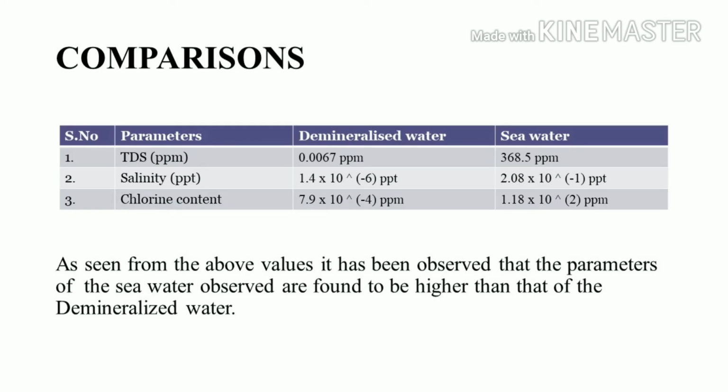Comparisons of the various properties are given below. TDS, salinity and chlorine content were compared for demineralized and seawater. As seen from the above values, it has been observed that the parameters of the seawater are found to be higher than that of the demineralized water, and this is an important point in the project.